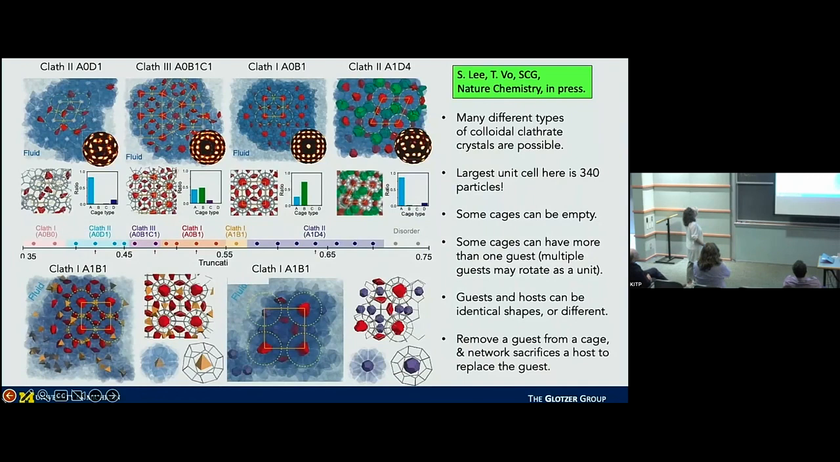we've self-assembled. This is work that's coming out any minute now, they say, in Nature Chemistry. This is work by my former PhD student, Sangmin Lee, and T.